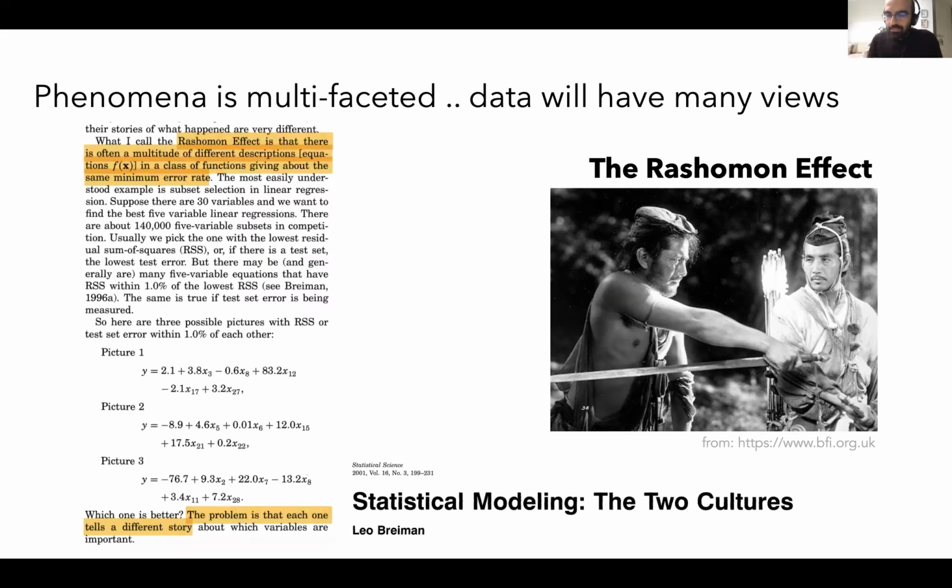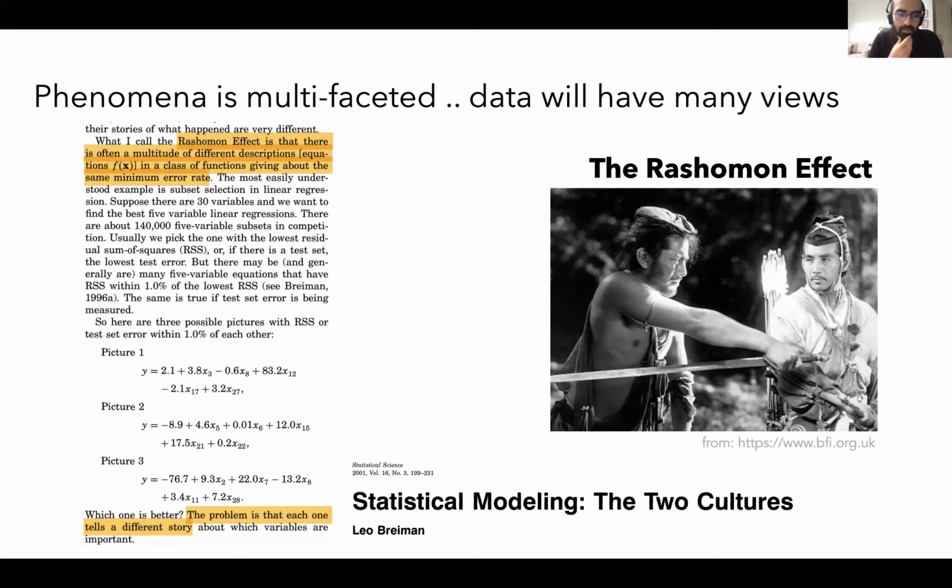That's been coined as the Rashomon effect in this really amazing paper by Leo Breiman, "Statistical Modeling: The Two Cultures." What he talks about, the Rashomon effect in the context of modeling, in the context of data science, is that there will be a multitude of models that give you very different descriptions of what's important in the data, even though they are equally good.